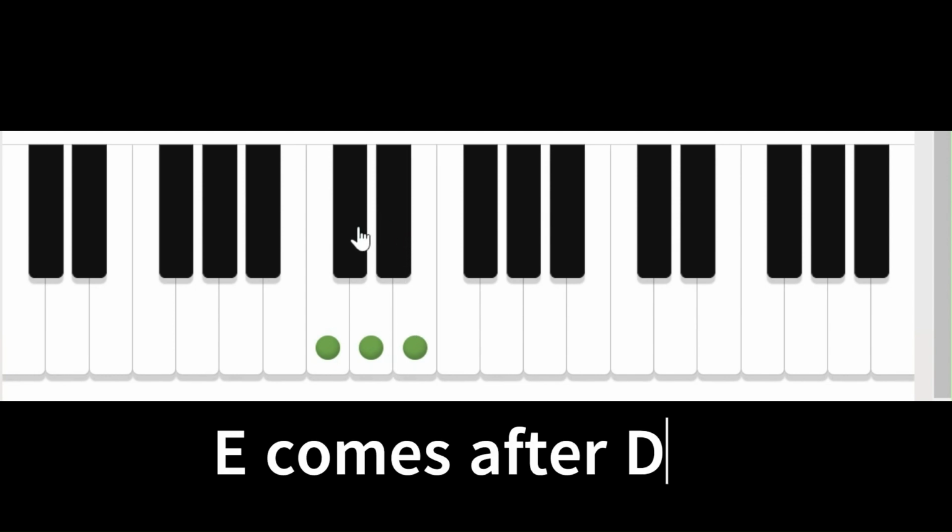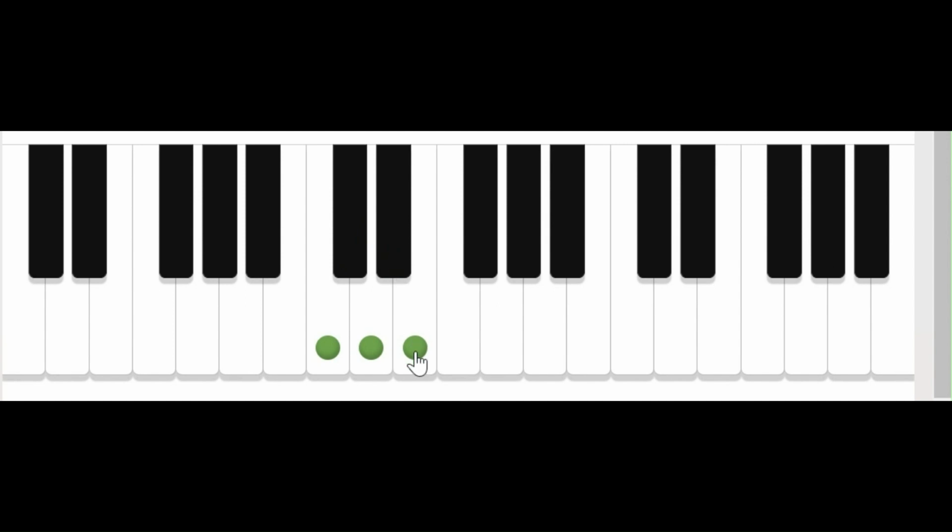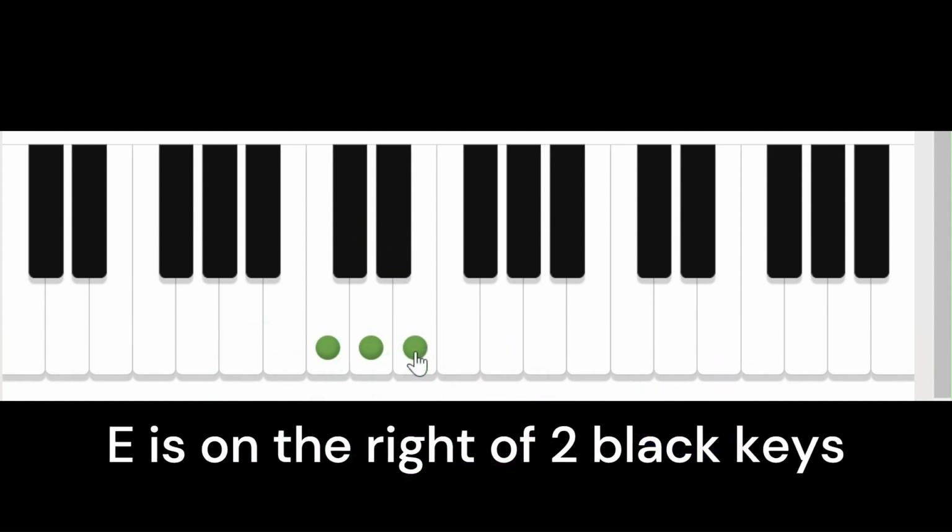E is found to the right side of a group of two black keys. Let's label the E's. E, two black keys to the right. E, two black keys to the right. E.